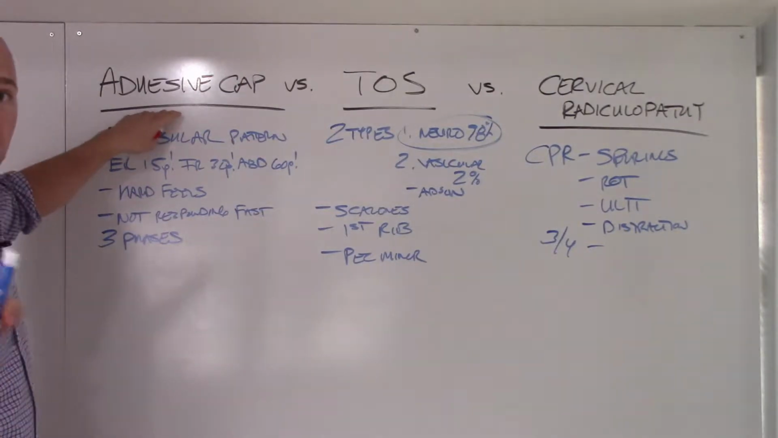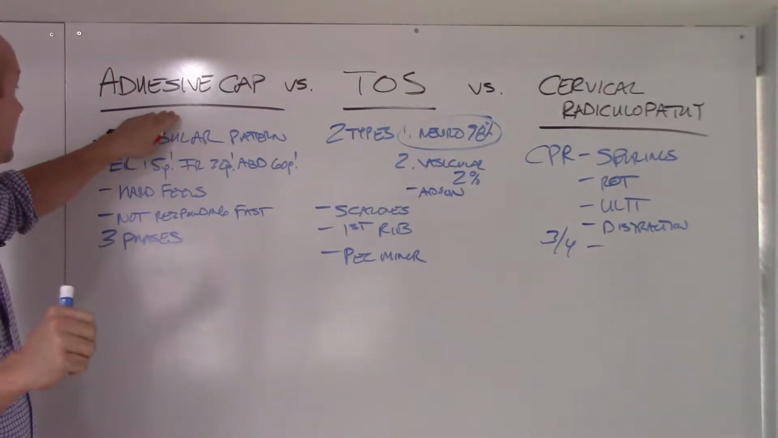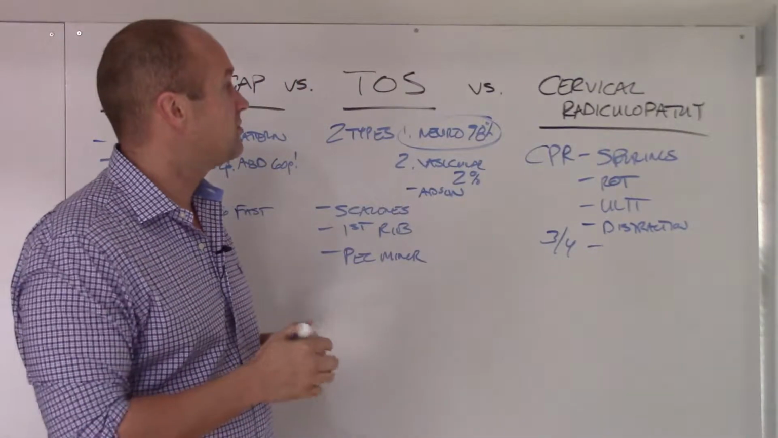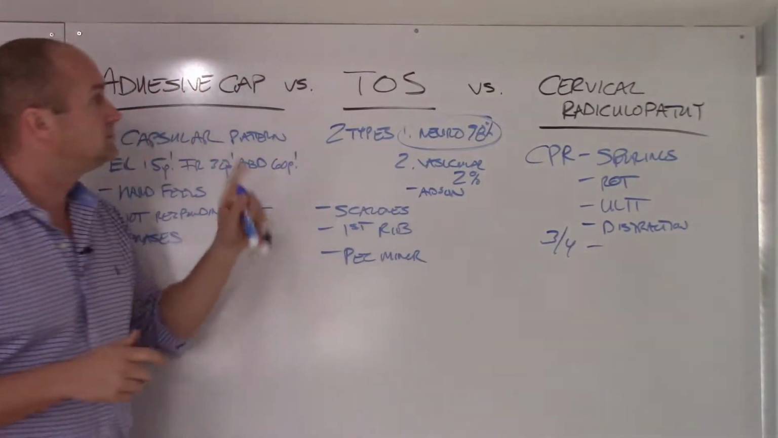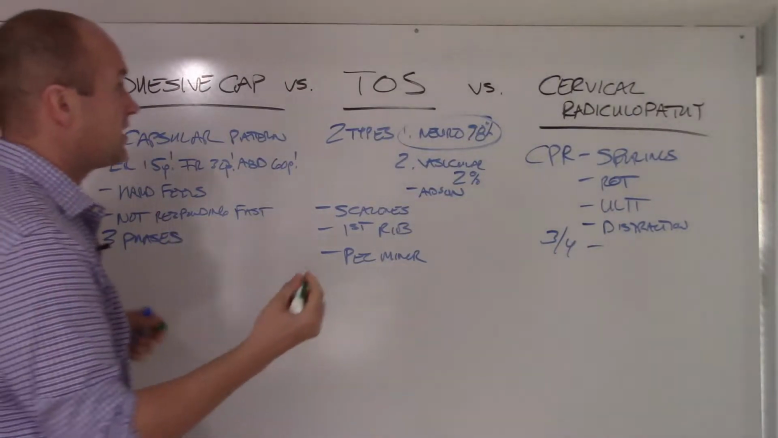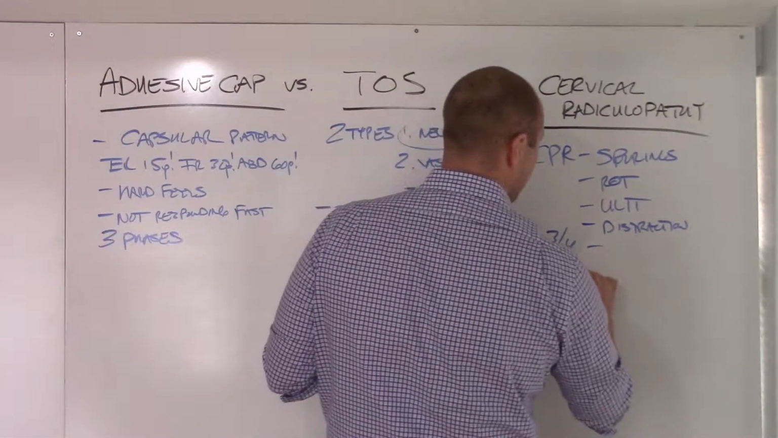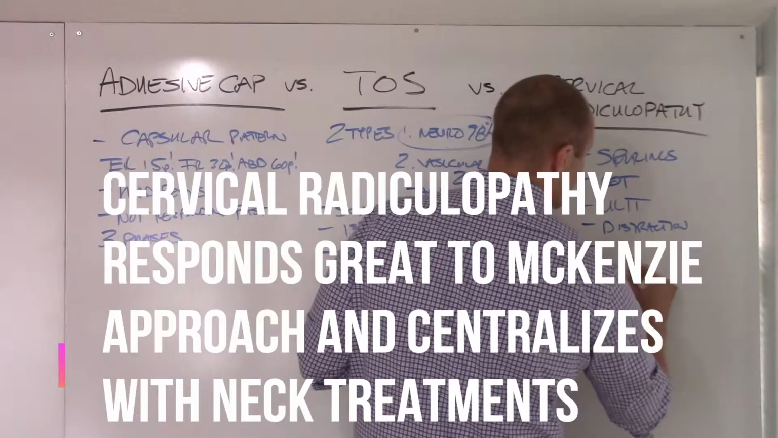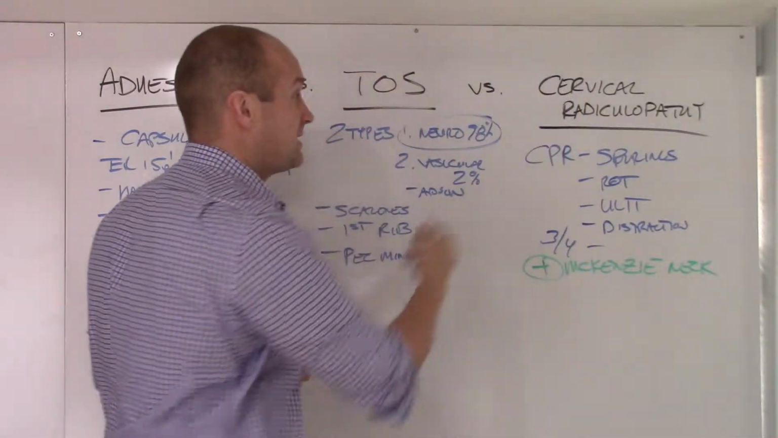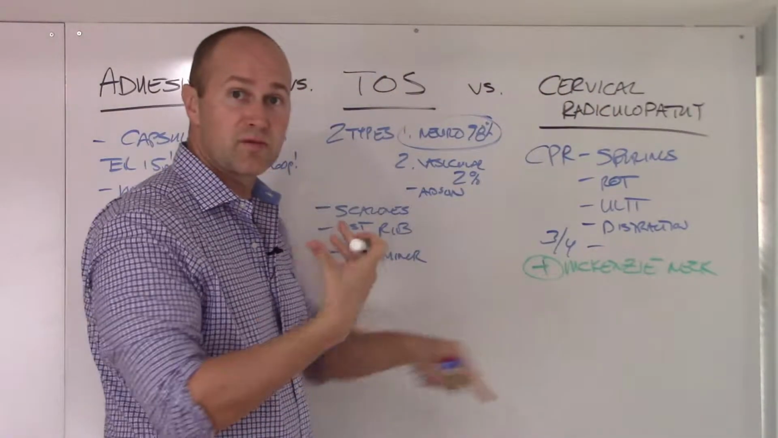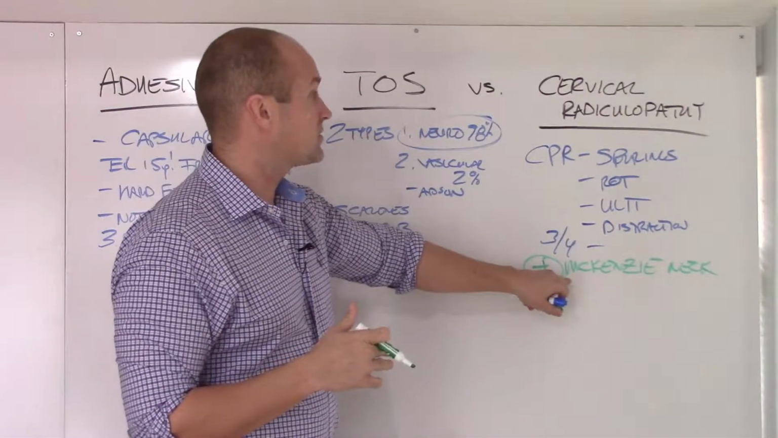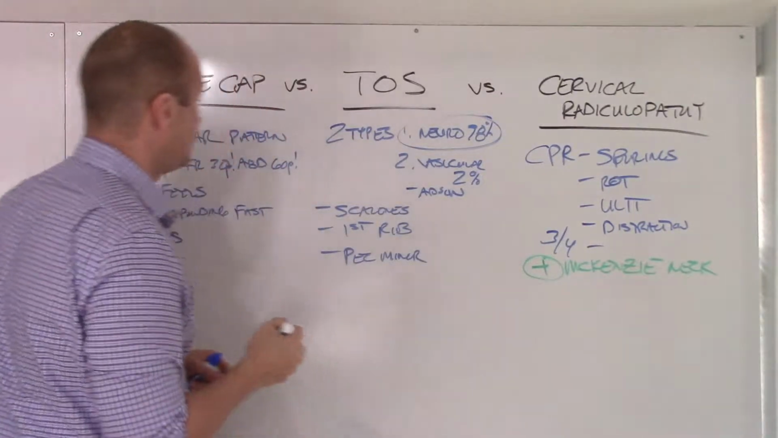So diagnosis wise, true adhesive capsulitis is clinically an easy diagnosis for us. We know how this feels. Cervical radiculopathy, you should be able to diagnose it and be able to treat it. The good thing is this responds great to McKenzie treatments on the neck. To help validate this finding, I treat the neck with McKenzie cervical retractions into full end range with overpressure going into extension, and this responds great to McKenzie.